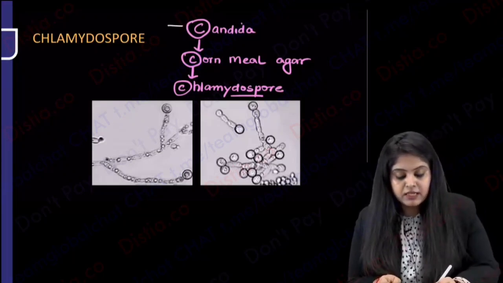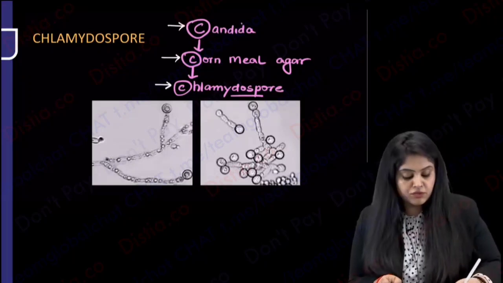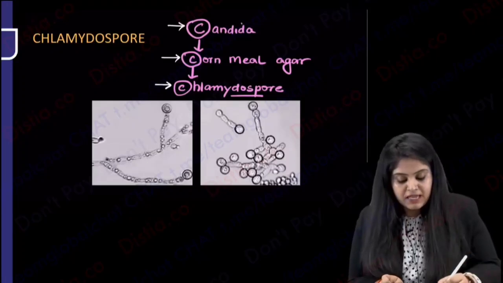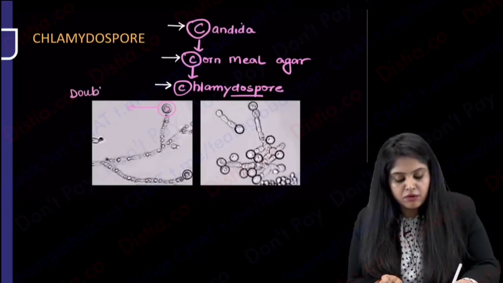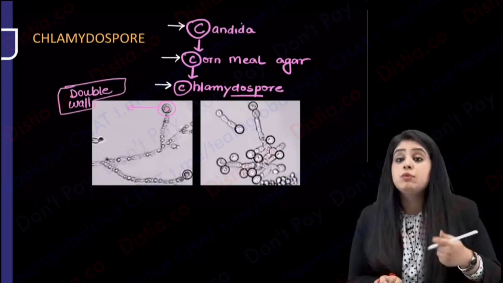Repeating, so C for Candida, if I grow it in C for cornmeal agar, I'm going to see C for chlamydospores. And how do I identify chlamydospores? Going to the first part of the chapter, I had told you that chlamydospores are going to be identified by their double wall configuration. It has a double wall configuration that we have over here.